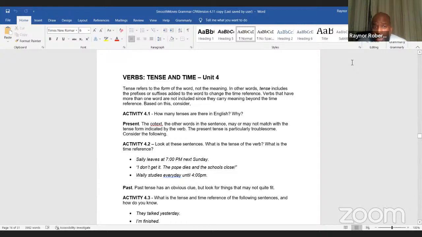I don't get it. The Pope dies and schools close. I don't get it. COVID happens, and now we're locked down. I don't get it. COVID comes, and now we're locked down. Right? Same sentence, same structure. So this is the way we speak. This is the way native speakers speak anyway, and even non-natives will speak that way once they get a hold of the language.